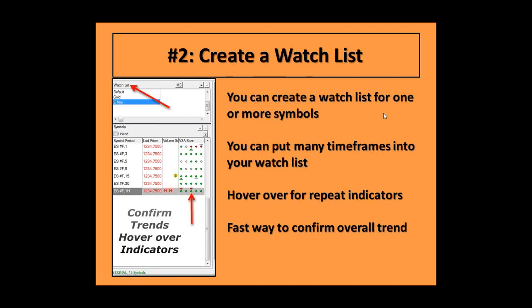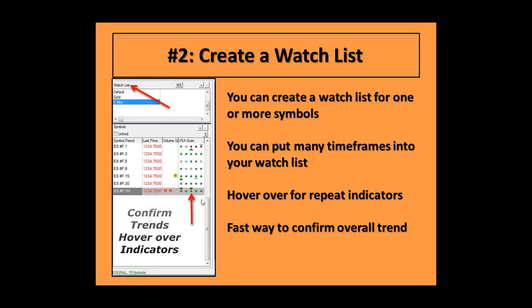Okay, so you can create a watch list with one or more symbols, and you can put many time frames into your watch list. That's what's so nice about it. Okay, you can hover over these just like this. You take your cursor and you hover over it, and it'll tell you what the indicators are. The nice thing about this is not only do you confirm, oh, I'm in a green trend, I'm in an uptrend in my 1 hour, an uptrend in my 30, an uptrend in my 15. I've gone sideways, I'm starting an uptrend in my 9 minute. Oh, I'm sideways in my 5 minute, but I'm an uptrend in a 3 and a downtrend in a 1, right? One quick glance, you can see that.